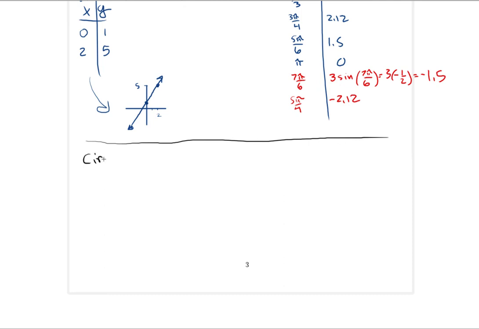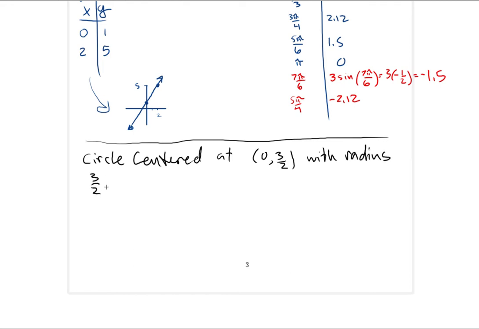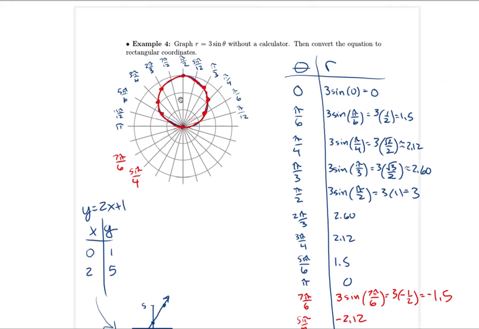So this is a circle centered at 0, 3/2 with a radius of 3/2, right? That's what it's got to have based on what we're looking at here. We are centered right here, and looks like we go 3/2 or 1.5 out in any direction to make that circle. All right, but it did ask us to convert the equation to rectangular coordinates.